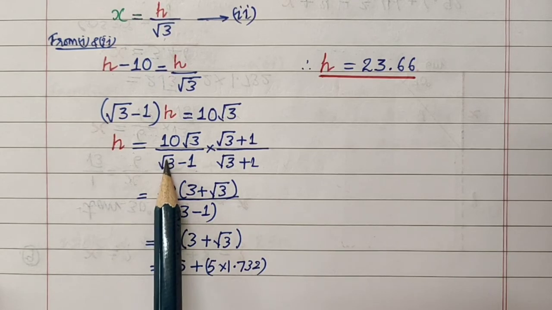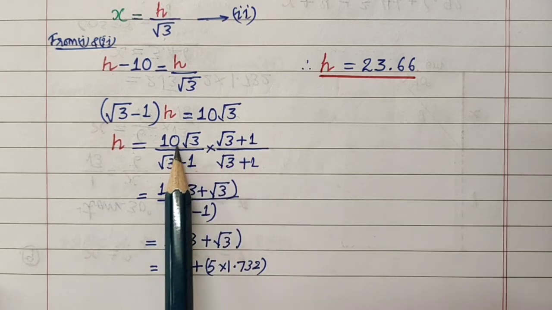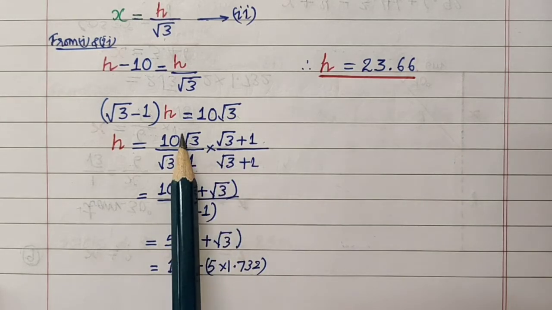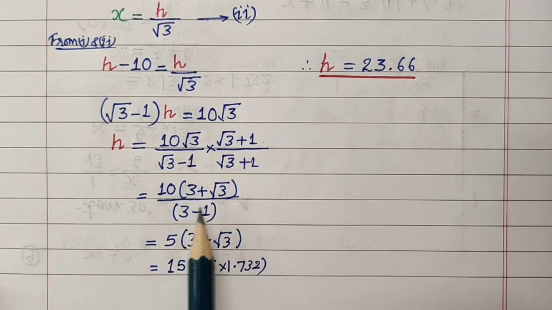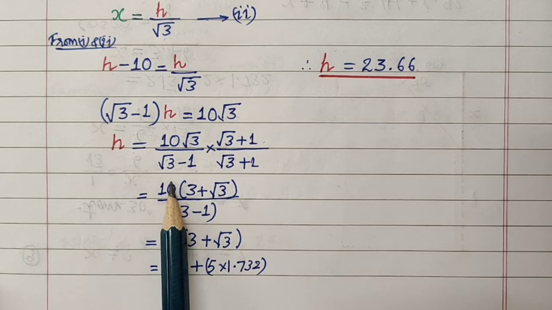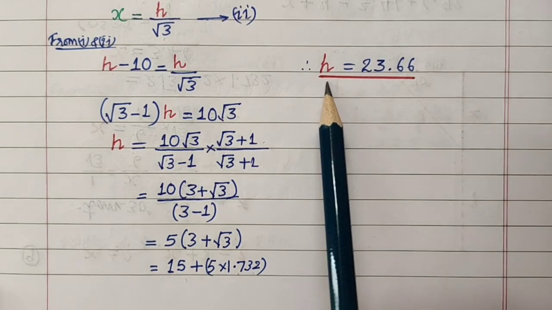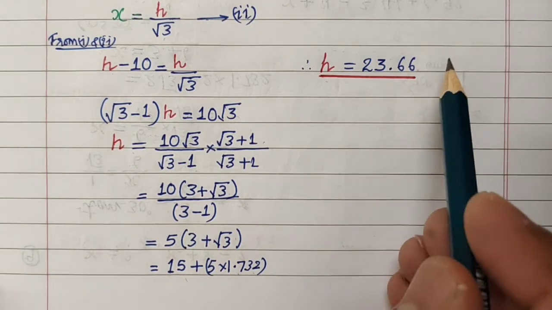So it will become root 3 whole square minus 1 square, that is 3 minus 1, and 10 root 3 into root 3 plus 1. Root 3 into root 3 is 3, root 3 into 1 is root 3. 3 minus 1 is 2, 10 divided by 2 is 5, into 3 plus root 3. 5 threes are 15, 5 into root 3, 5 into 1.732, when you calculate, we got h is equal to 23.6, which is the height of the tower, 66 meters.